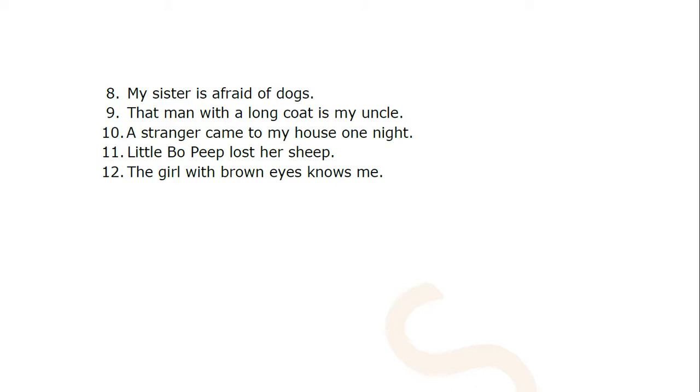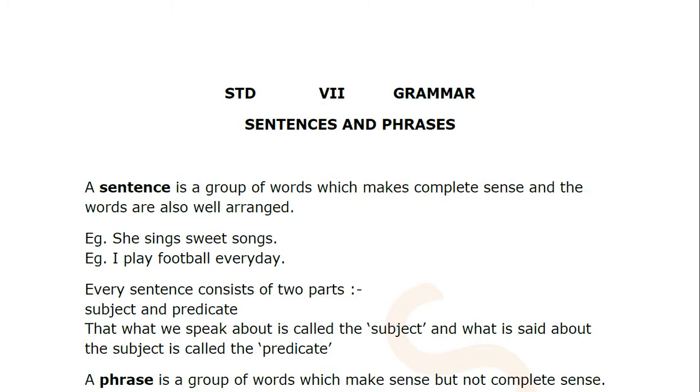A stranger came to my house one night. Little Bo Peep lost her sheep. The girl with brown eyes knows me. So this is not very difficult. You will be able to do it. Just keep faith and have confidence.